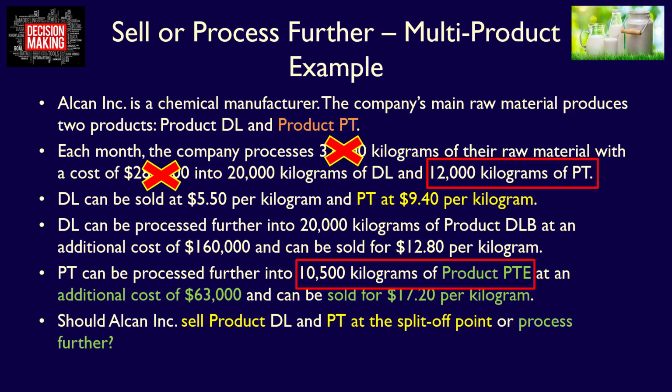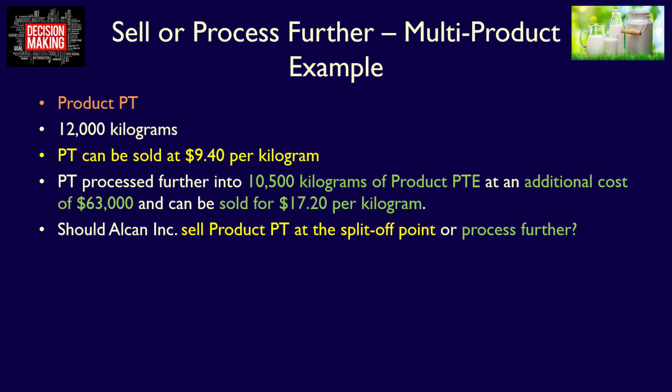The amount that can be processed changes between alternatives, so it's relevant and we must perform the analysis on the basis of total revenues and total costs. We cannot do it on a per kilogram basis because the amounts change. Here is the summarized information, which we can then use to analyze whether to sell at the split-off point or process further on a total revenue and total cost basis.